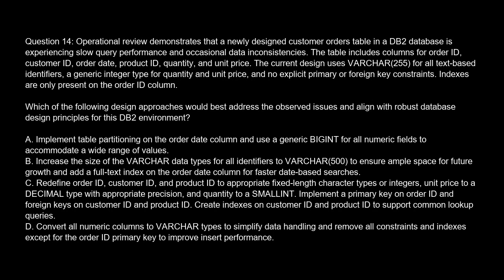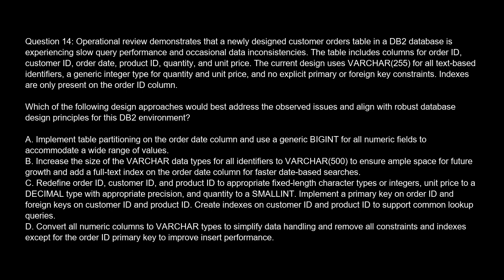Question 14. Operational review demonstrates that a newly designed customer orders table in a DB2 database is experiencing slow query performance and occasional data inconsistencies. The table includes columns for order ID, customer ID, order date, product ID, quantity, and unit price. The current design uses VARCHAR(255) for all text-based identifiers, a generic integer type for quantity and unit price, and no explicit primary or foreign key constraints. Indexes are only present on the order ID column.